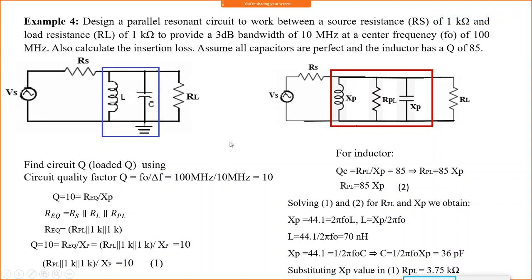So see, this problem I already discussed. Designing part, design resonator circuit. In the previous class we saw this one. Design a parallel resonant circuit to work between a source resistance of 1 kilo ohm and a load resistance of 1 kilo ohm to provide a 3 dB bandwidth of 10 megahertz at a center frequency of 100 megahertz. Up to this we did.